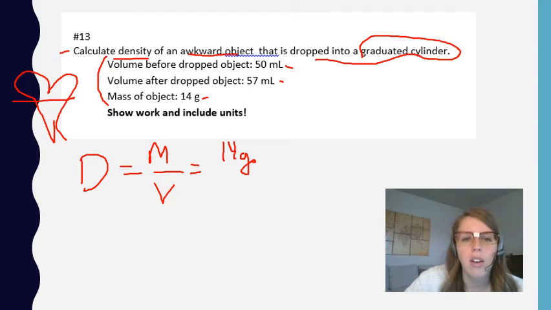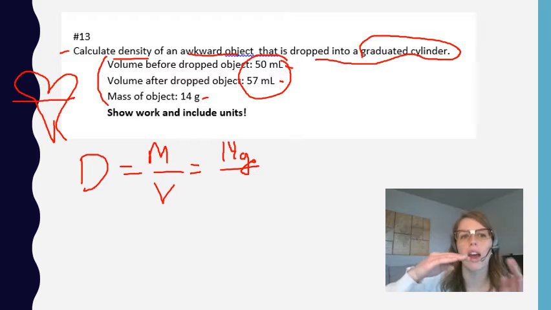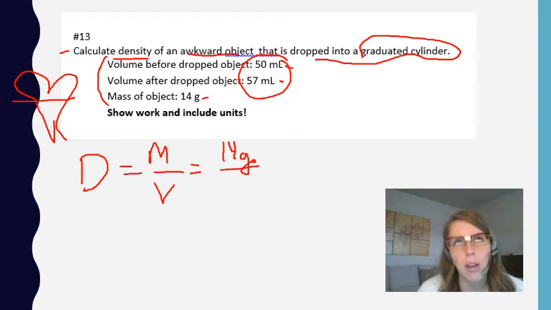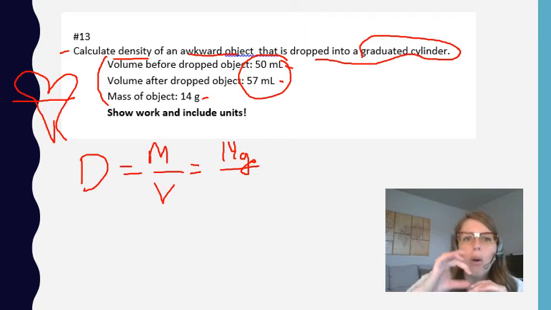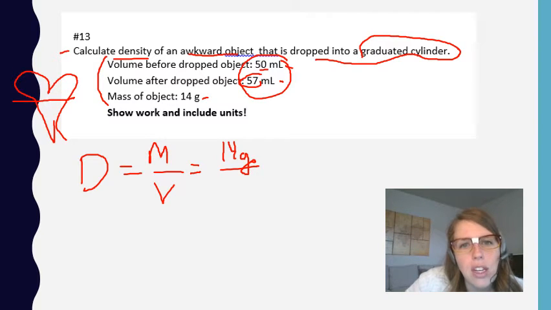So I'll put that here. And what's the volume of that object? Well, we have to kind of figure it out, right? They gave us a couple of important things. They said that before we dropped the object in, it was at 50 milliliters. But then I dropped the object in and the water went up to 57. So tell me, what is the volume of just the object? Well, it's the amount that it went up, because when I put the object in there, that's what went up. So that tells us the volume. What is 57 minus 50? We actually did this a couple of slides ago, but it's 7. So that's 7 milliliters.